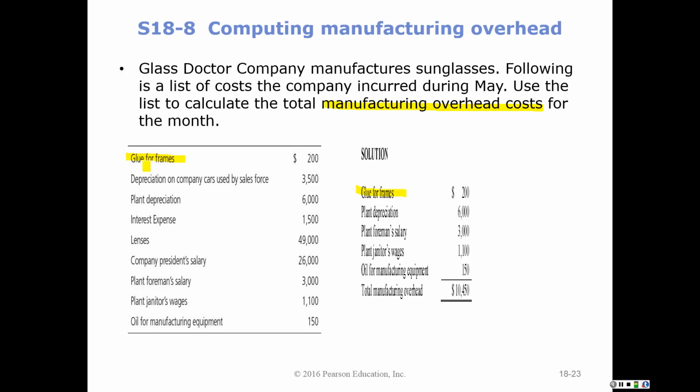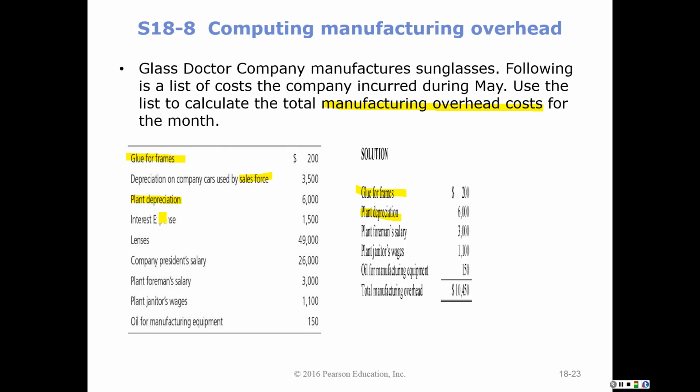All right, look at depreciation on company cars used by the sales force. This is our key. This is not an inventoriable product cost, so it cannot be manufacturing overhead. It's on the income statement as a period cost. What about plant depreciation? Yes, this is key. The property, plant, and equipment that we are using to manufacture the product, we may not know exactly how much depreciation from each machine goes to each product, so it can be included in manufacturing overhead.